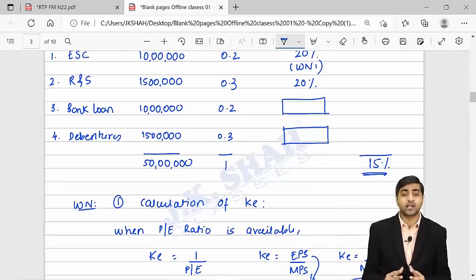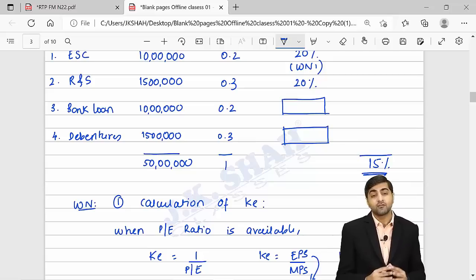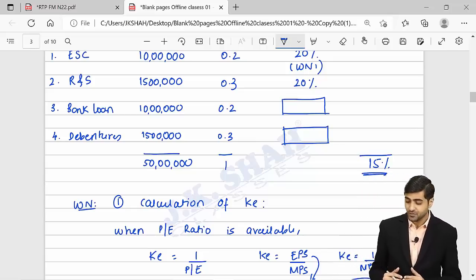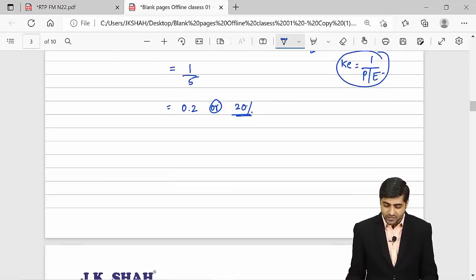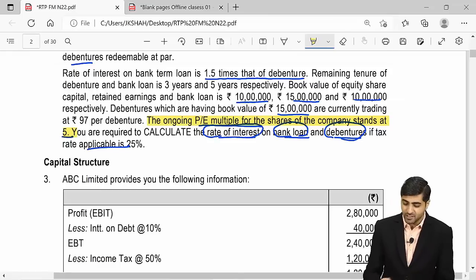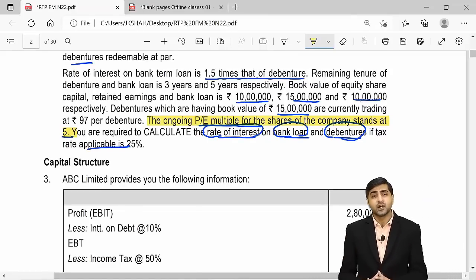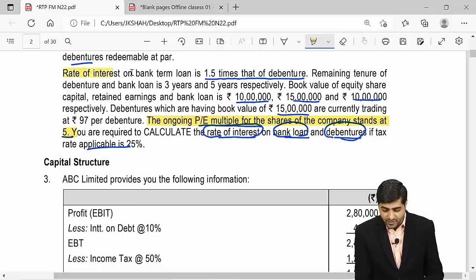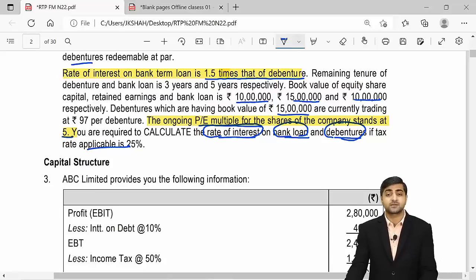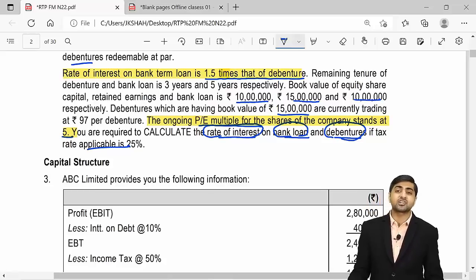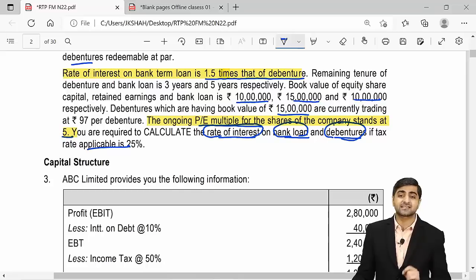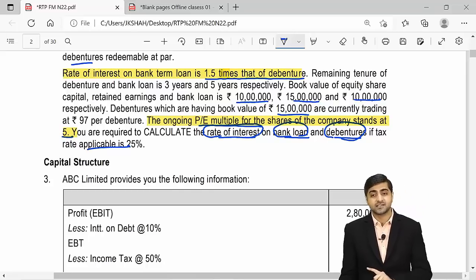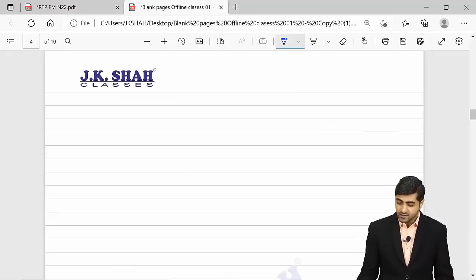And they have asked you to calculate this rate of interest only for bank loan and for debentures. So guys, for this we have one more data which is available in the question, which will be very crucial for us to calculate these rates. And they have told you that rate of interest on bank term loan is 1.5 times that of debentures. So if I keep my debentures rate of interest as X, can I say my bank loan will become 1.5x? So now I have to start with this assumption.